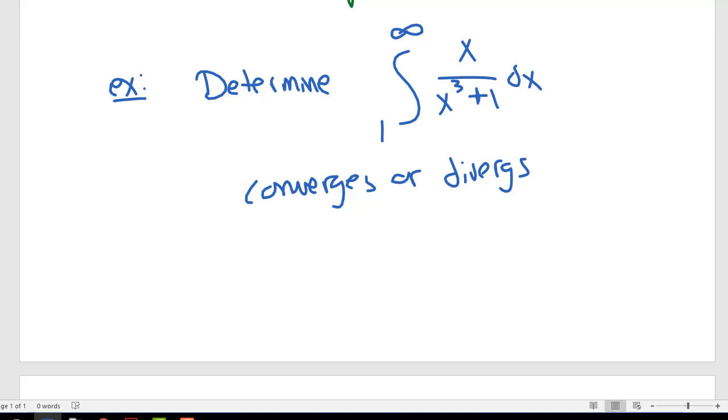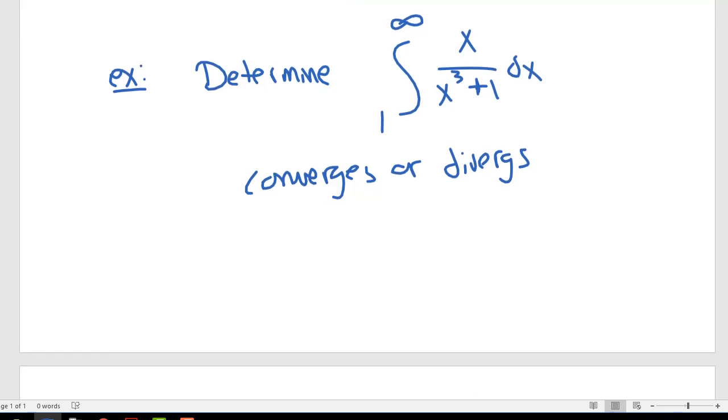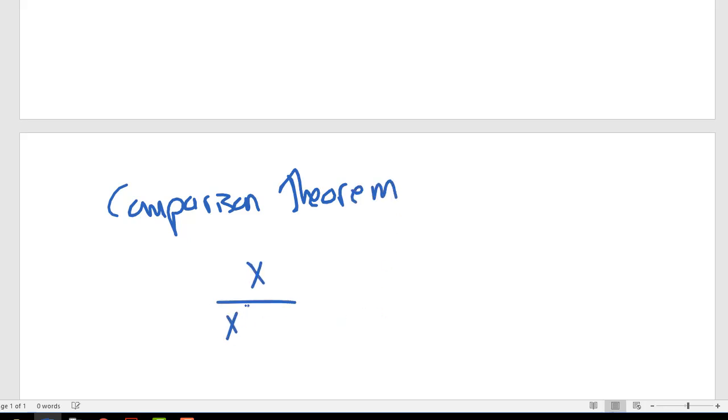So what we're going to do is use a comparison theorem. So here's what we're going to do. We're going to focus on the integrand for just a moment. We're going to compare this integrand to one of the 1 over x to the p forms. So this is basically utilizing the comparison theorem. So basically we're going to look at our original integrand x over x cubed plus 1, and we're going to say, well, listen, our upper limit of integration goes to infinity.